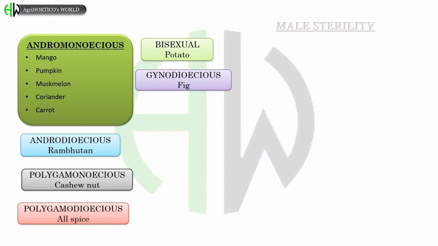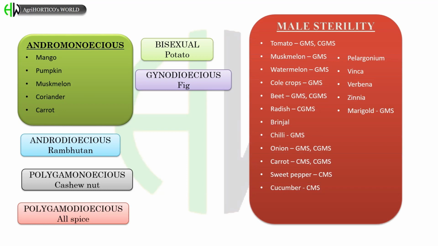Then examples of male sterility are tomato, muskmelon, watermelon, cole crops, beet, radish, brinjal, chili, onion, carrot, sweet pepper, cucumber. Here CMS means cytoplasmic male sterility. GMS means genetic male sterility. And CGMS means cytoplasmic genetic male sterility.